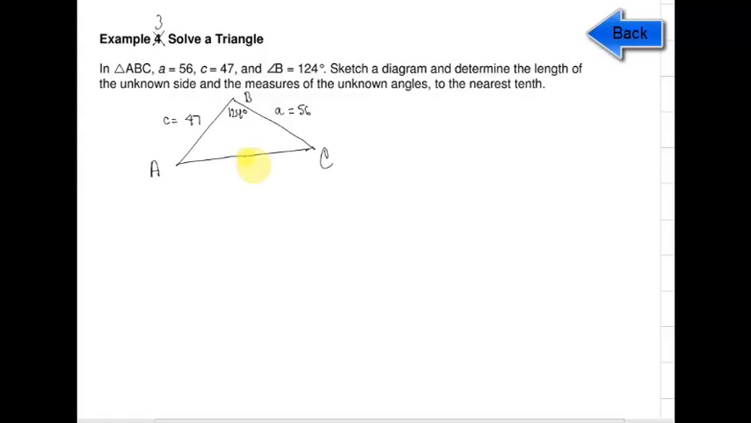Okay, and this is a side angle side, so you can use the cosine law. I'm going to start by looking for side B, because you don't really have enough information yet to find a missing angle. In order to find a missing angle you need to have all three sides to your triangle, and we don't have that. So let's start by looking for side B.